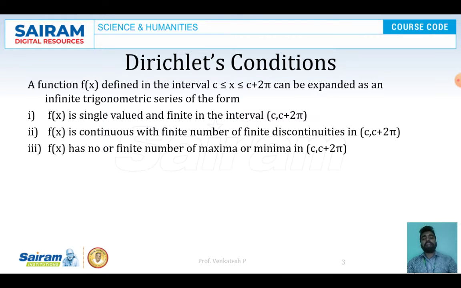Dirichlet's conditions: a function f of x defined in the interval c less than or equal to x less than or equal to c plus 2π can be expanded as an infinite trigonometric series of the form with the following conditions. The first condition is f of x is single valued and finite in the interval c, c plus 2π. Second, f of x is continuous with a finite number of finite discontinuities in c, c plus 2π. The third condition is f of x has no or a finite number of maxima or minima in the interval c, c plus 2π.